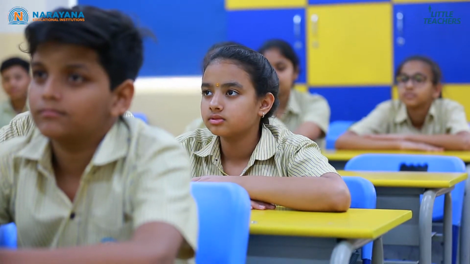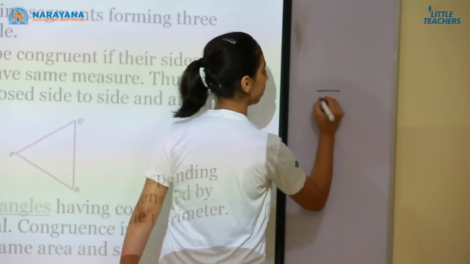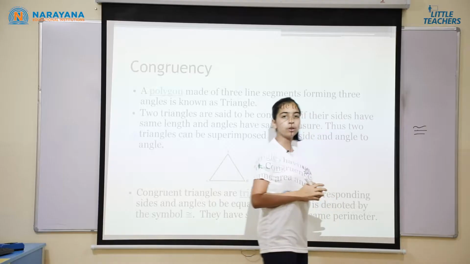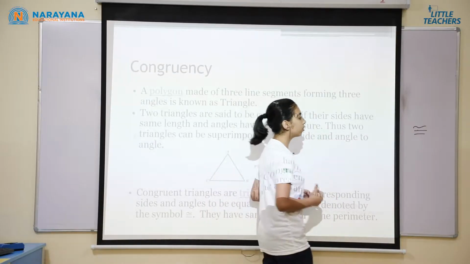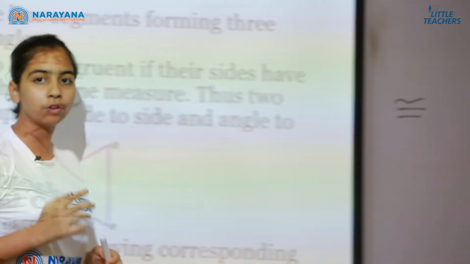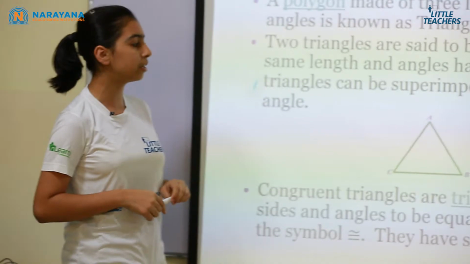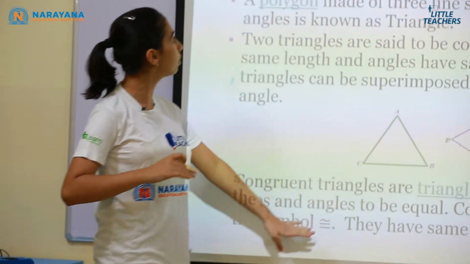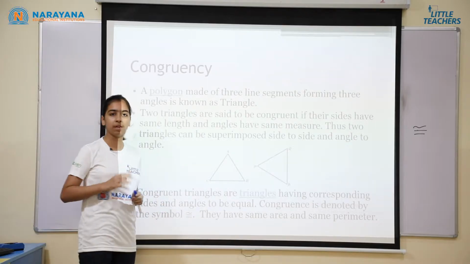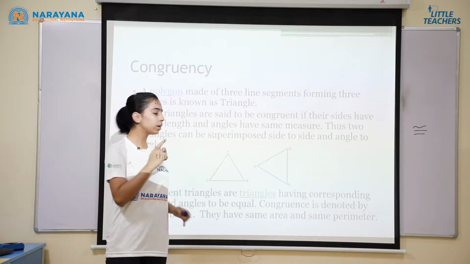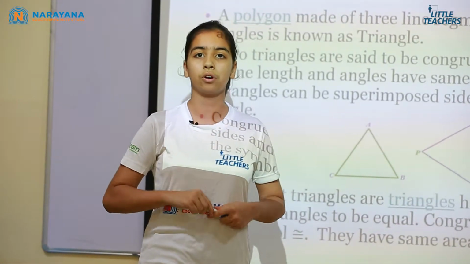Congruency is denoted by this symbol. If we want to say that 2 triangles are congruent, we have to put this sign in between them. Then they have the same area and the same perimeter. This is the third key point we have learned about congruency, that they have the same area and perimeter. So for this point also we can say that they are congruent.